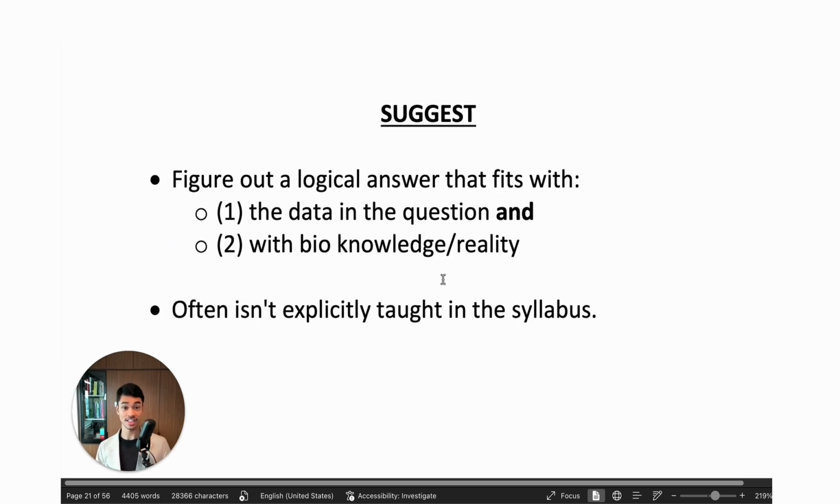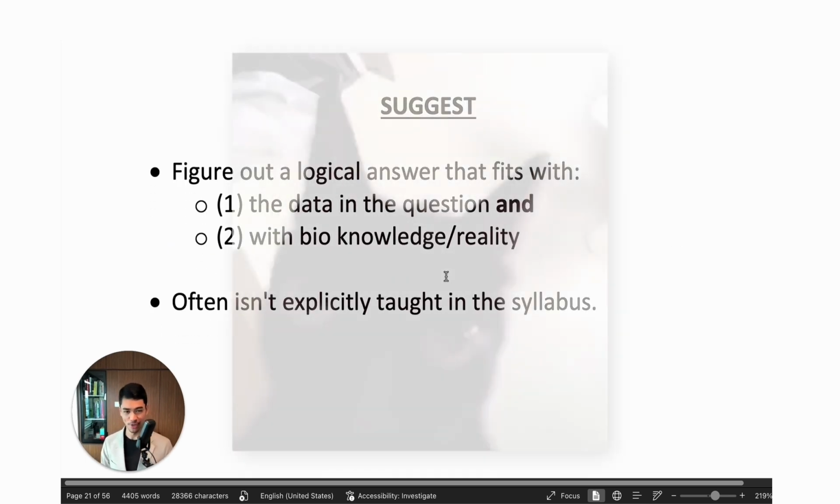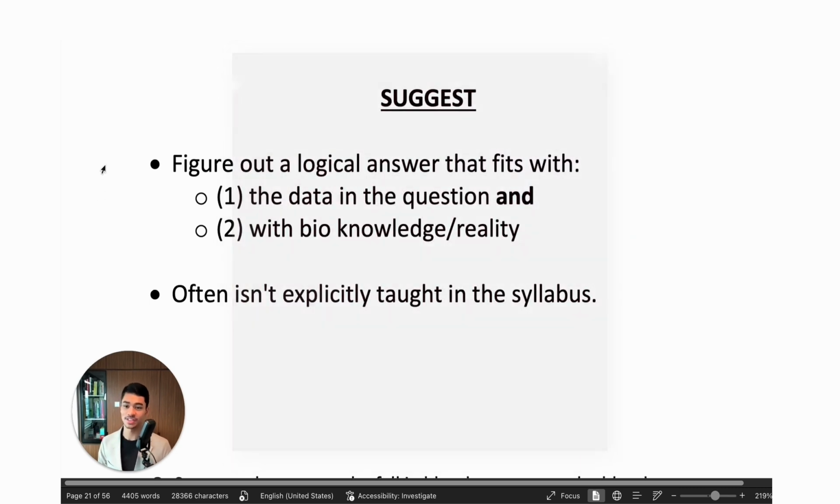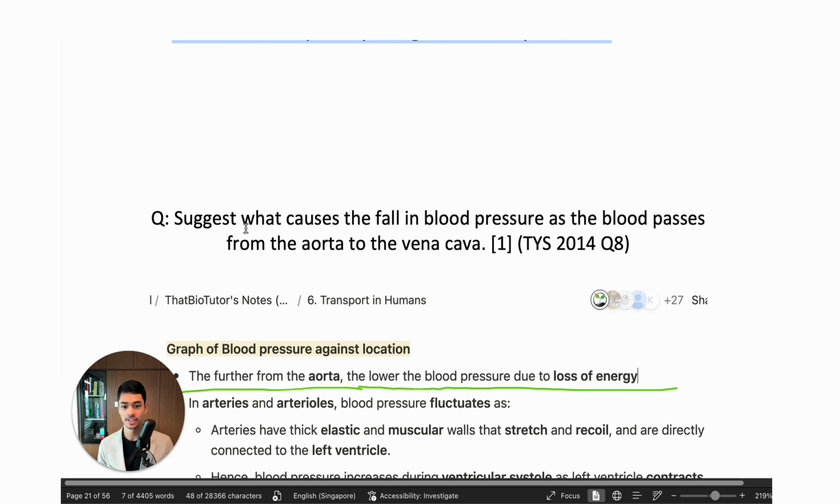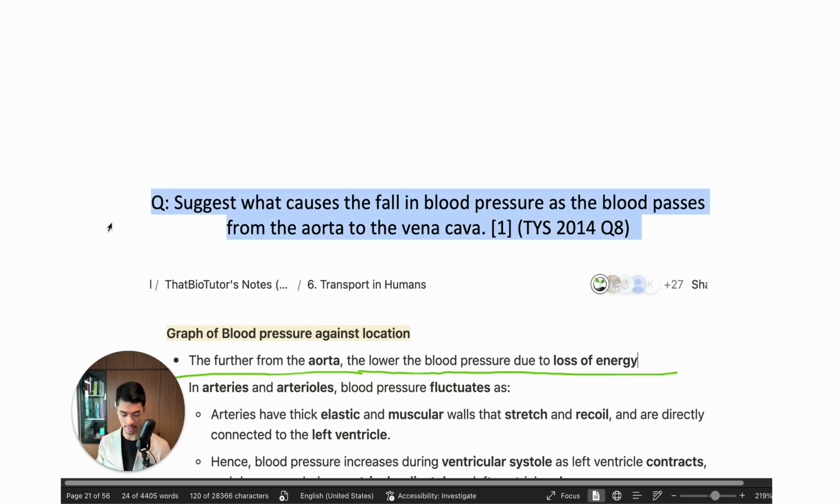Okay, next we come to suggest questions, which actually might be the most annoying ones out of all of them. So suggest questions want you to figure out a logical answer that fits with, number one, the data given in the question, and number two, your bio knowledge and reality. It cannot be something that doesn't fit reality, okay? And it often isn't explicitly taught in the syllabus. Okay, so here's an example. Suggest what causes the fall in blood pressure as blood passes from aorta to vena cava.